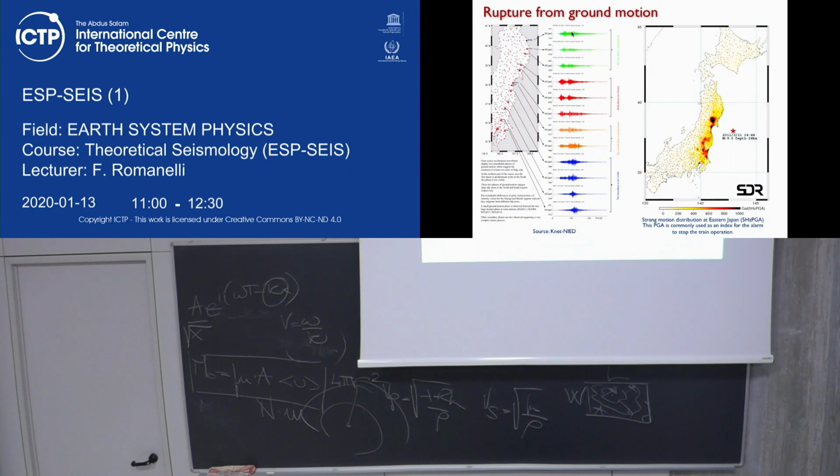Here we have two, but they are more mixed. So you see how the seismic event was actually a complex one. It was not a point, it was a rupture on a big, very big fault.